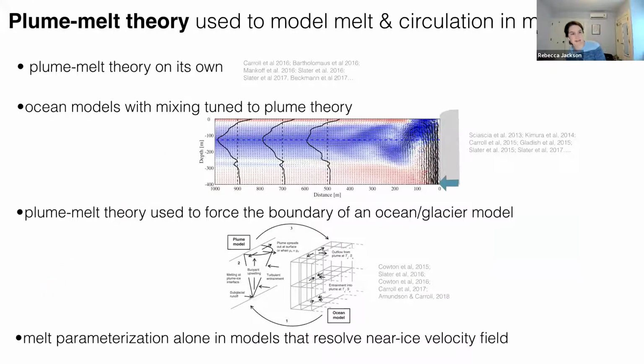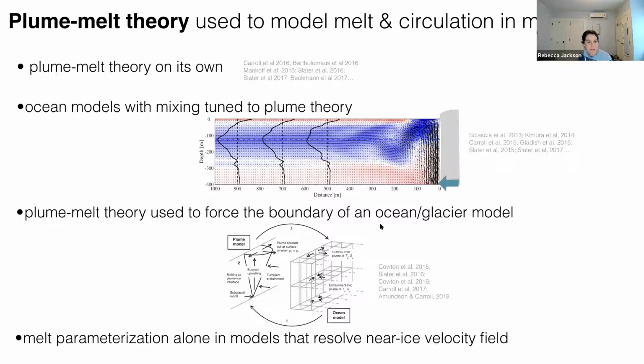And so just to give you a sense for how this plume-melt theory is used in models, there's a body of studies that just use plume-melt theory on its own, like looking at how melt should vary based on ocean conditions or stratification. There's a first generation of ocean models that tried to resolve the upwelling plumes, but weren't turbulence resolving. And so they basically tried to tune the mixing to match plume theory by adjusting the viscosity and the diffusivity so that the bulk properties of the plume match the expectations from theory.